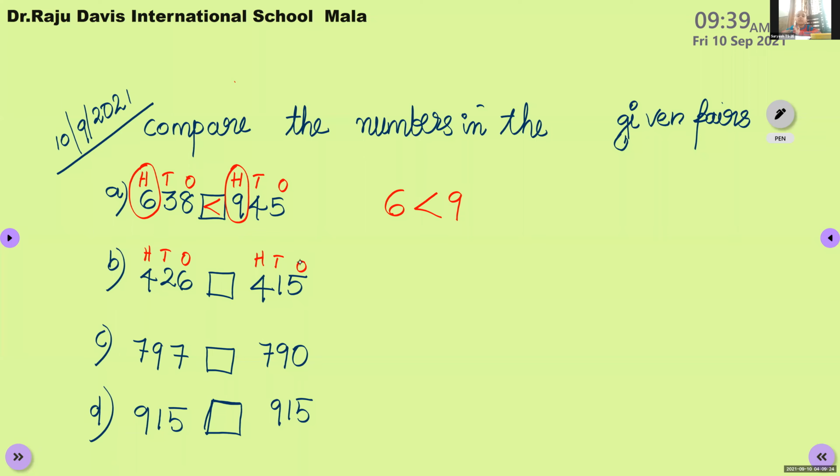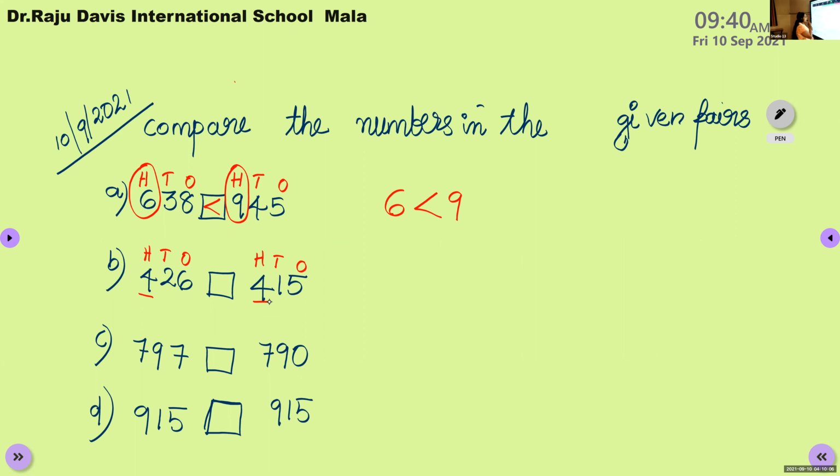H-T-O. So for the first number, how many hundreds? 400. For the second number, how many hundreds? 400. So hundreds are the same. If the hundreds are equal, what do we have to do? We have to compare the tens. We have to move to the next place, that is tens.